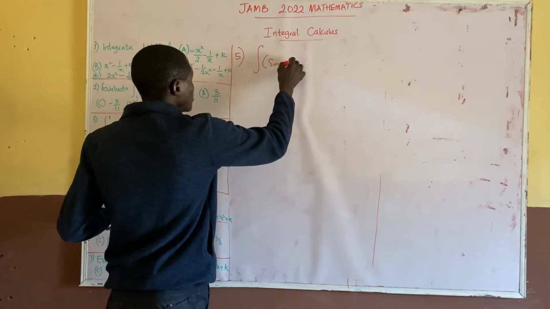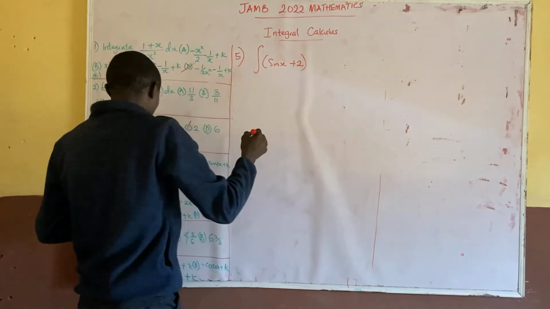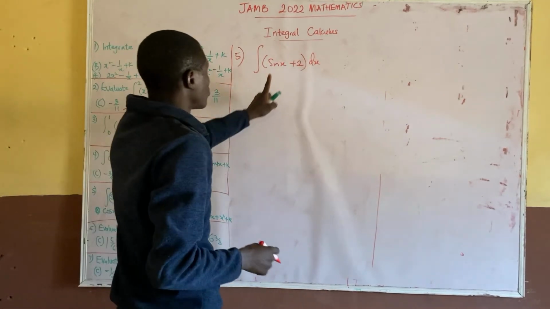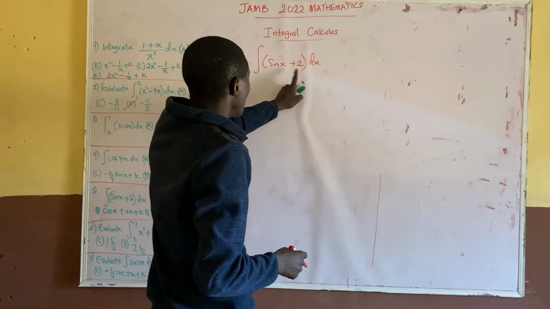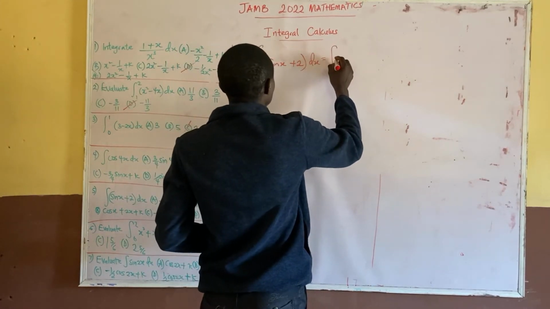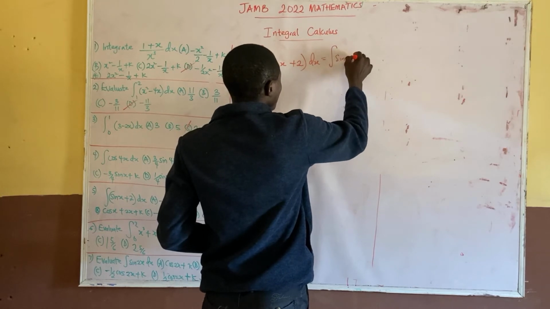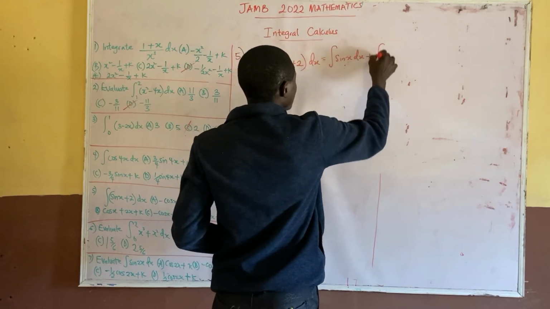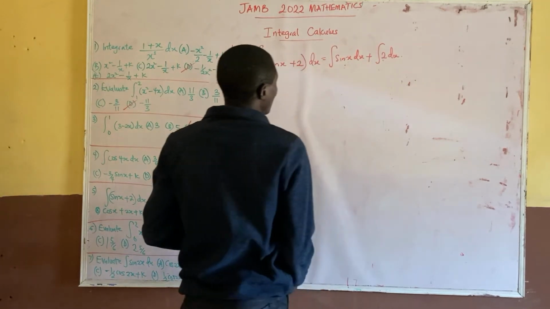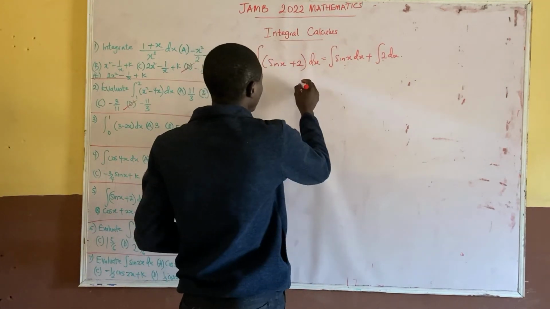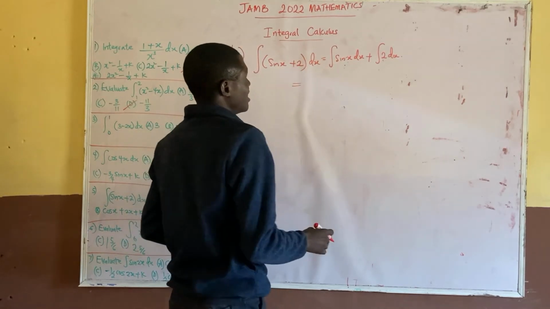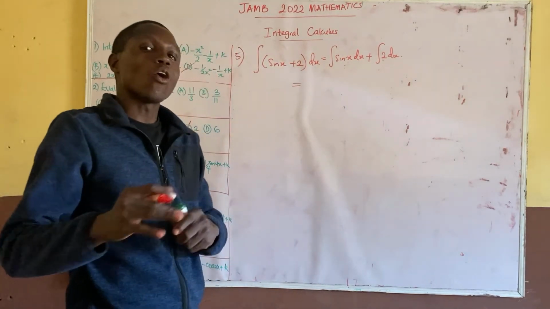The next question says the integral of sine x plus 2 dx. Now this is also a trig function, and we have to separate it as usual. We have the integral of sine x dx plus the integral of 2 dx. Now, how do you go about this from here? The integral of sine x is minus cos x.